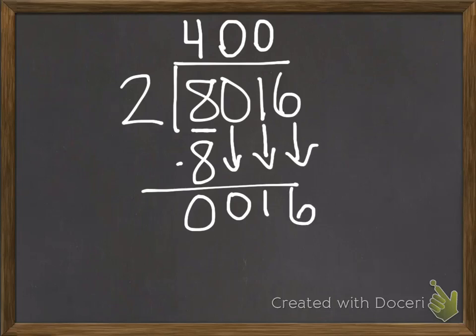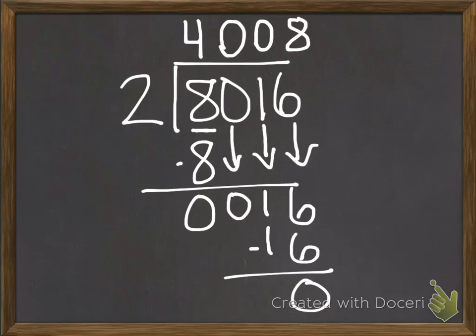So now I have 16. 2 times what will give you 16? If you said 8, you were right. So let's put an 8 above that 6 in our dividend. 2 times 8 is 16 exactly, so we have no remainder left over in this problem. Notice how every single number in my dividend has a number above it in the quotient. You have to make sure that you have that. Your answer is 4,008 for this problem. If you want to relook at what we just did, you can play the tape backwards and watch it over. If not, let's move on to the next problem.